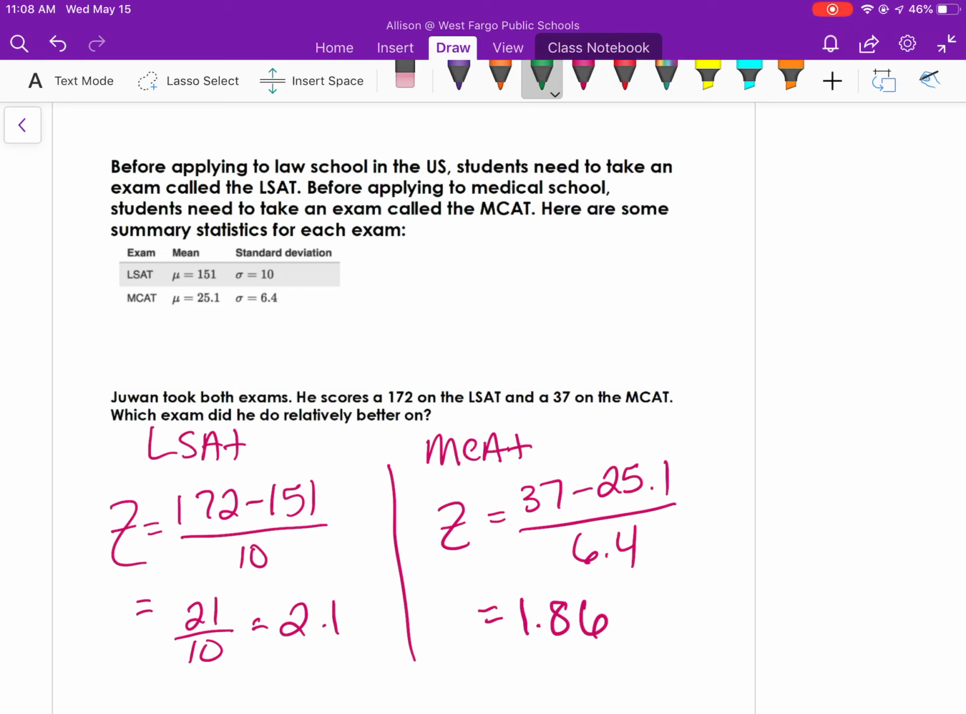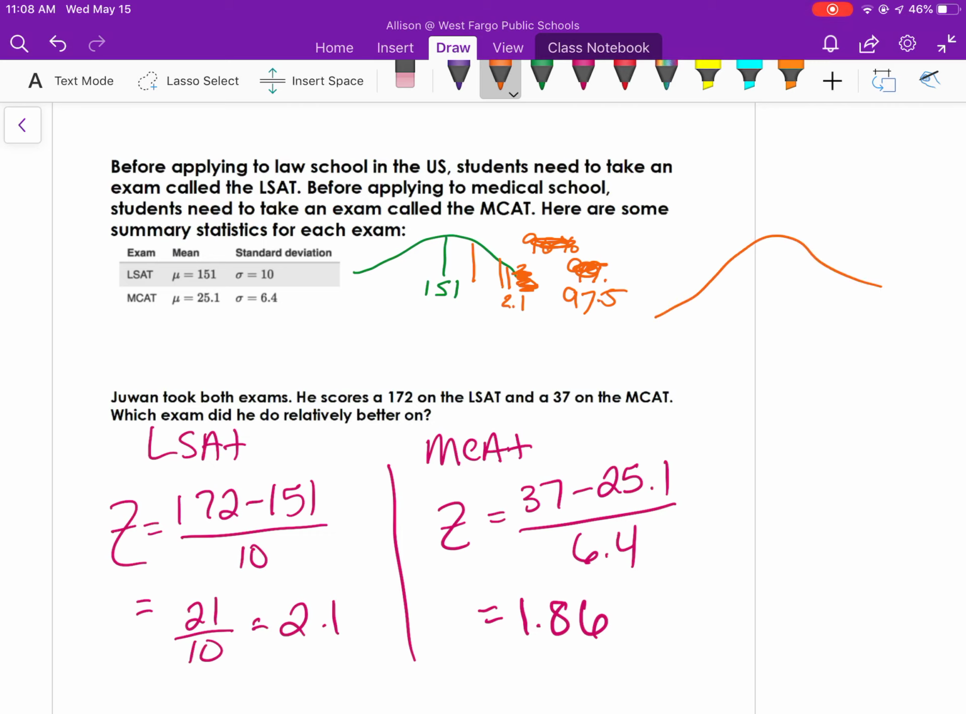If we look at the standard deviations for the LSAT, the average is 151, and he scored 2.1, so he's way up here. That's like in the 95th percentile. Only 2.5% of the data is over here, so it's actually the 97.5th percentile if he's above 2.1 standard deviations above the mean score. So that's a very good score.